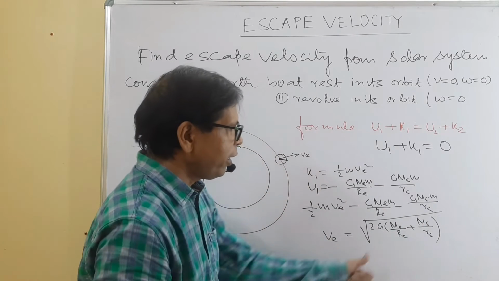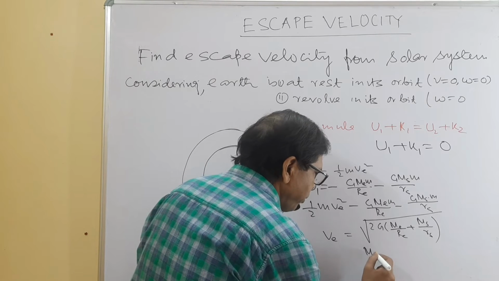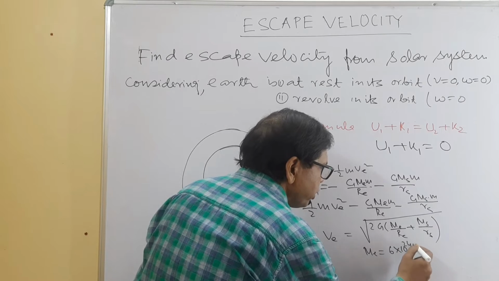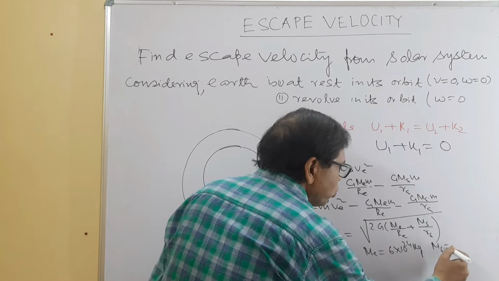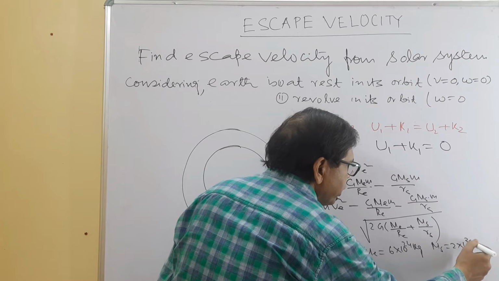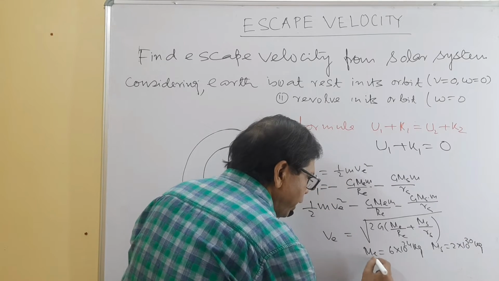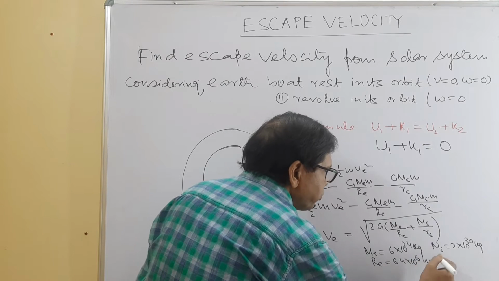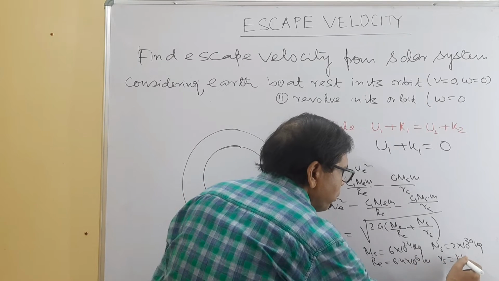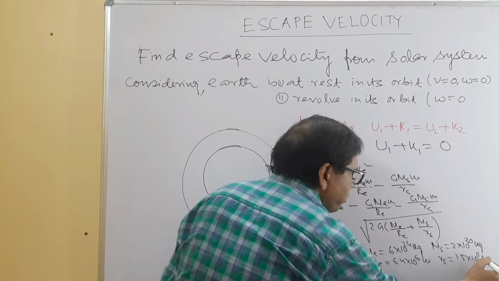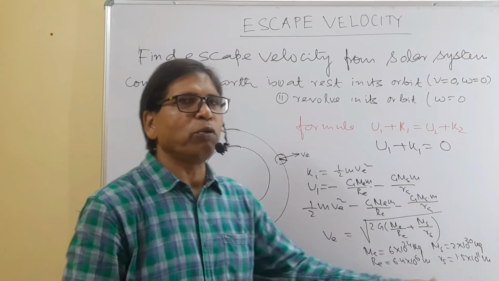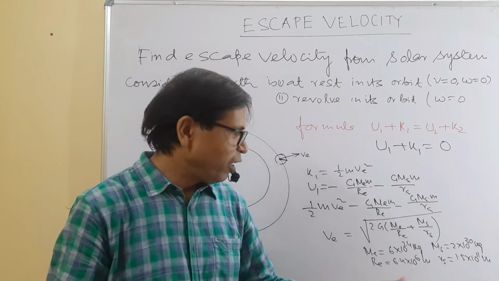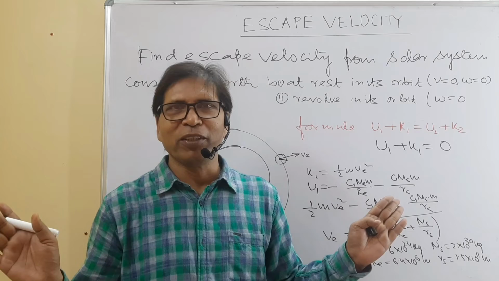Now look at this: Me equals 6 into 10 to the power 24 kg and Ms equals 2 into 10 to the power 30 kg. Re equals 6.4 into 10 to the power 6 meter and Rs equals 1.5 into 10 to the power 11 meter. Now putting these values, we easily calculate the escape velocity from the solar system. The value is almost 22 kilometer per second.